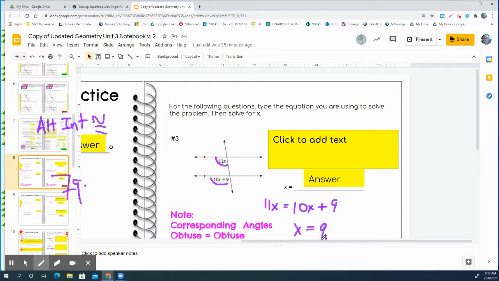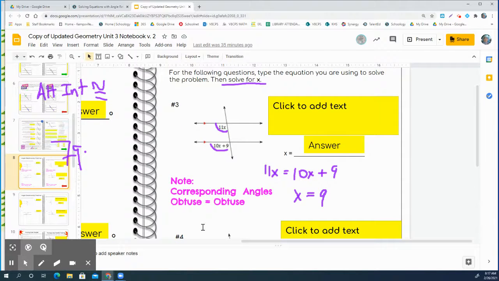In this question, I'm just asking you for x, but could I ask you what's the value of the angle? What would you do if I asked you how big this angle actually was in degrees? Would you just substitute that in? 11 times 9, right? Okay.